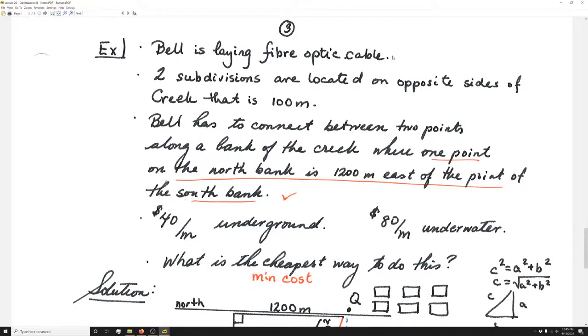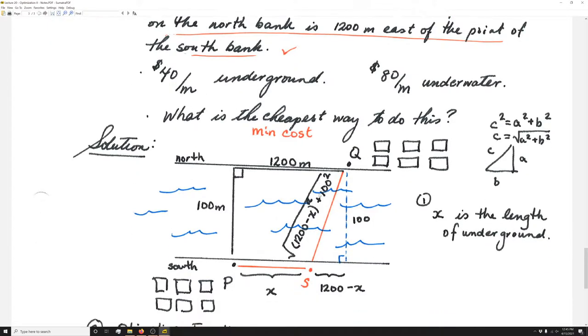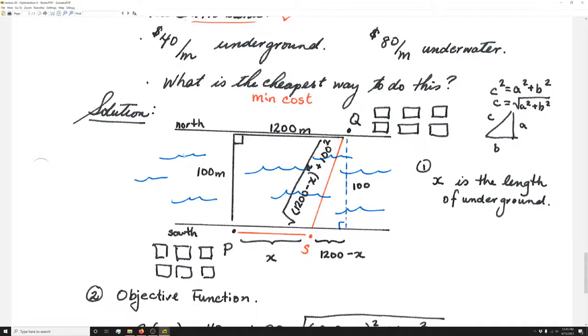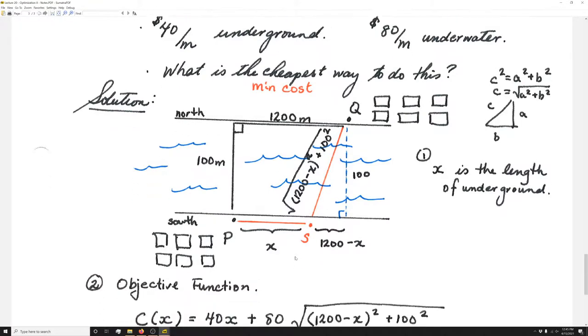Again, if you just had this text, like no picture, that would be my first suggestion. Number one, draw a figure. So we did that, and we started labeling it then. So again, just reading that information, we found that there was a 100 meter wide creek, and opposite from that, it was 1,200 meters from it. So what we had done is, we knew that we had underground cable and underwater cable. And we needed to find the point S, which would minimize our cost.